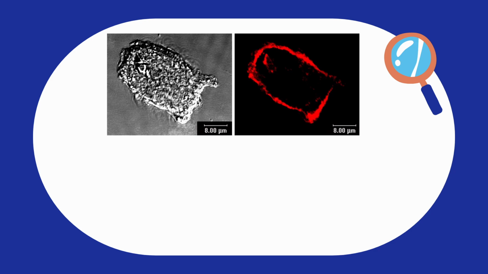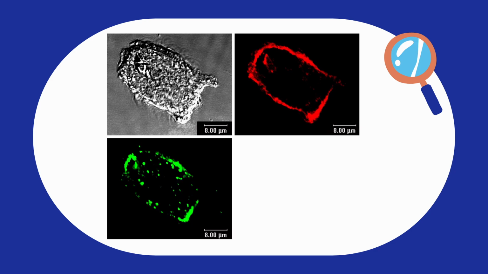If we look for the green vaults, we see that some vaults are near the membrane and some are inside the cell in the cytoplasm. This dark area is the cell nucleus. We don't see the green vaults in the nucleus.